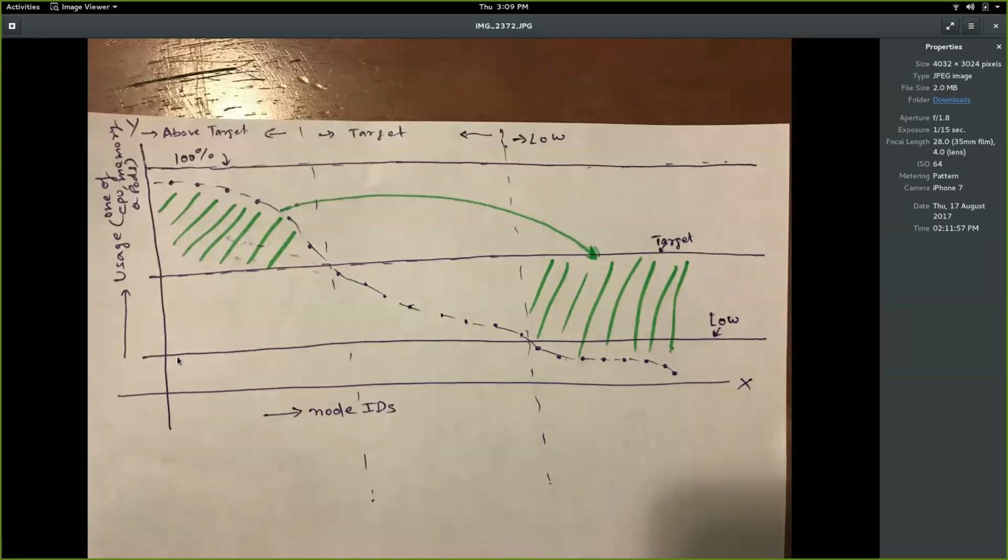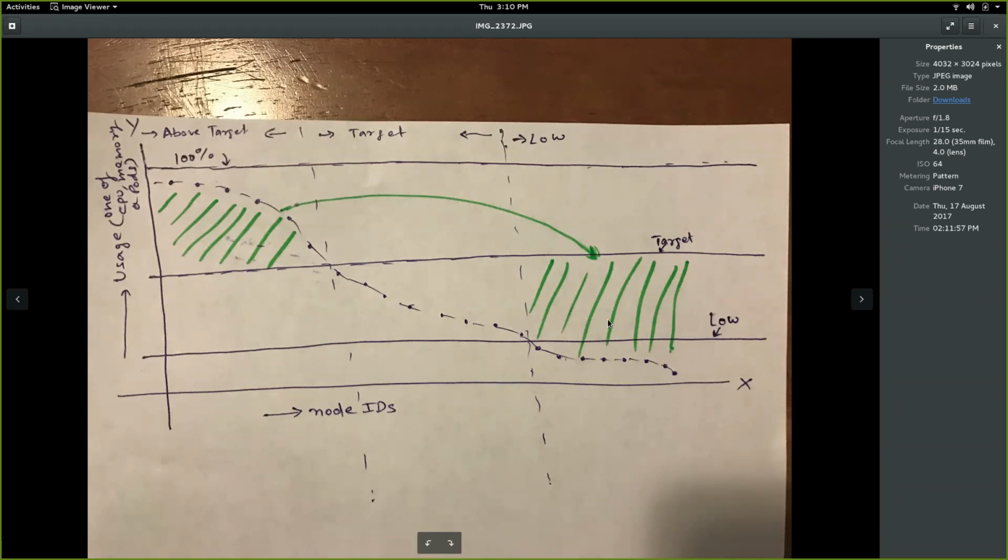Here you can see there are two thresholds. There is a target threshold that is in between, and there is a low usage threshold that is used to compute how many nodes are underutilized. And then the target threshold is used to compute how many nodes are above target utilization. As I said, these thresholds are configurable, so they can be tuned as needed.